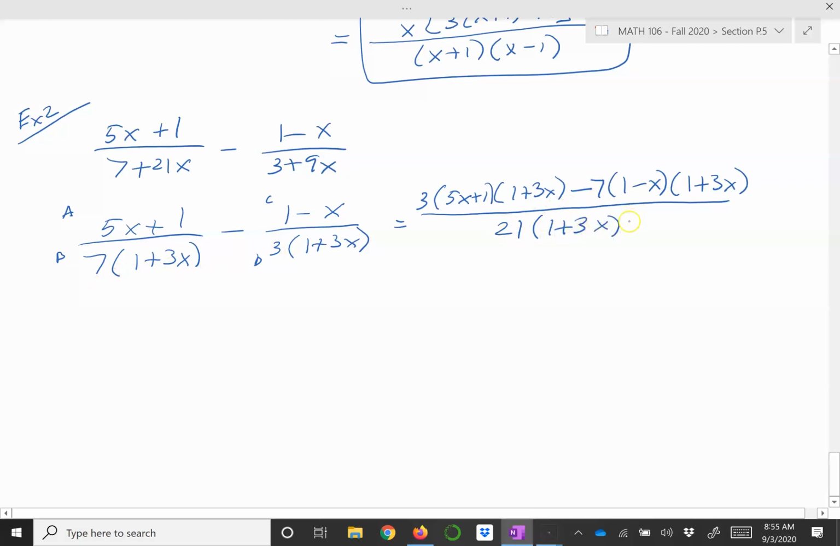And really, we could leave it like this if you'd like, because it'll be easier when it comes time to cancel some things out if you leave it like that instead of having it squared. But you could write it as 1 plus 3x squared. You could. All right. So far, so good. Now, all we have to do, I'm going to leave the denominator the same.